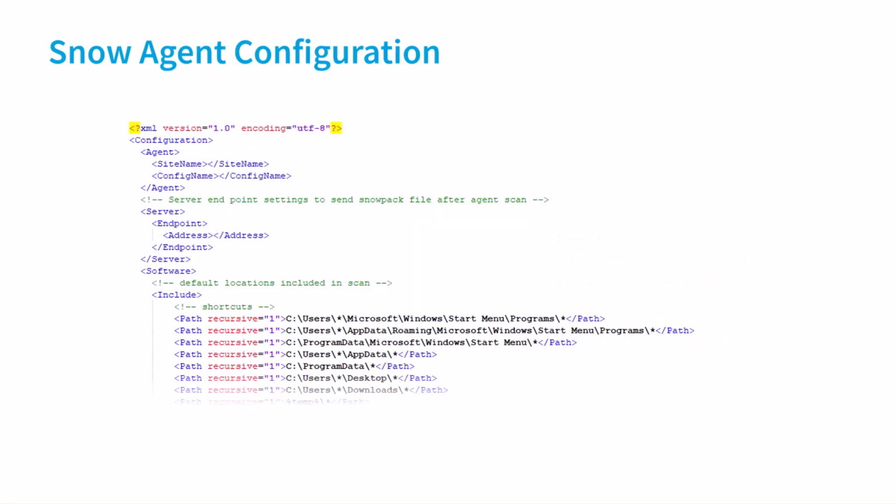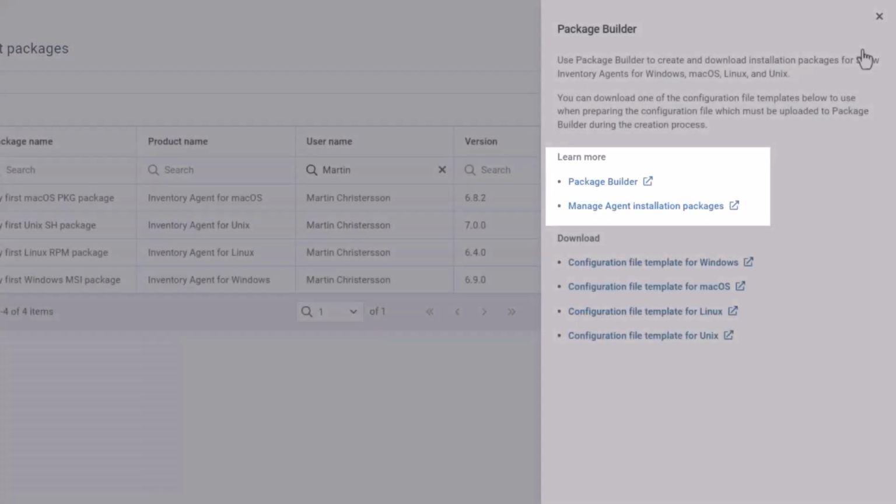The configuration templates are XML files and can be opened with any text editor. If you're familiar with XML, you will have no problems understanding the structure. But you probably want to read up on what the different settings do and what values you can use. You will find all this by using the links under the Learn More heading. This will take you to the documentation portal.